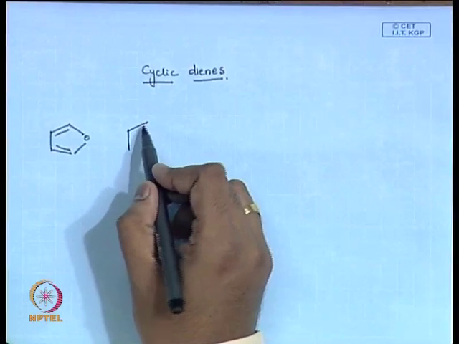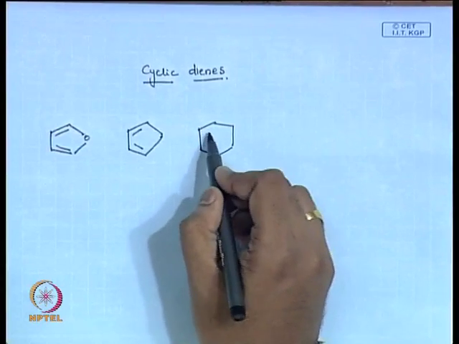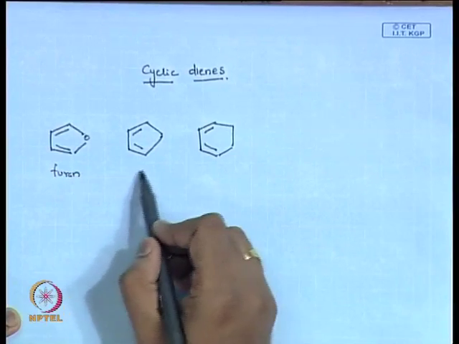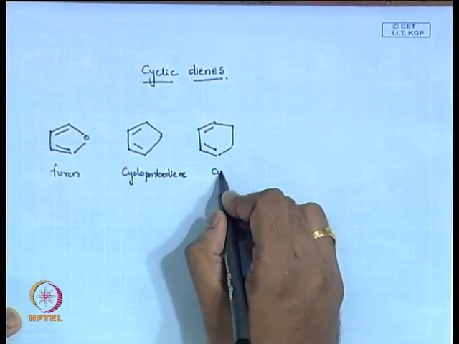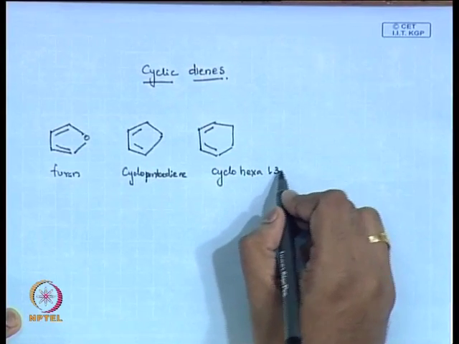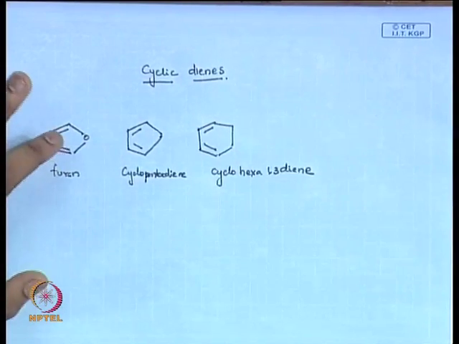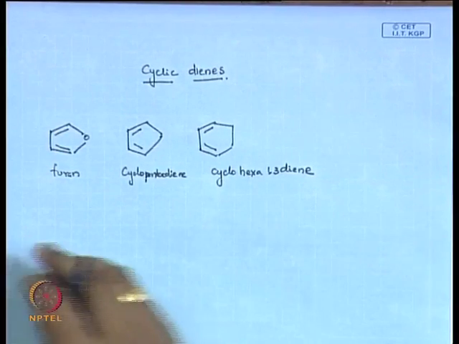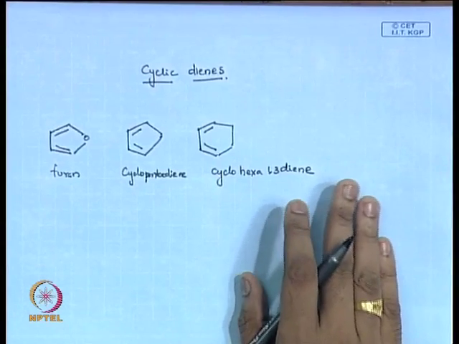I have systems like furan, cyclopentadiene and cyclohexadiene, right. See, these guys are properly in their S-cis conformation. They are locked in S-cis conformation, and they are excellent dienes for Diels-Alder reactions. They just get locked in their S-cis, so they are very good dienes for Diels-Alder reaction.